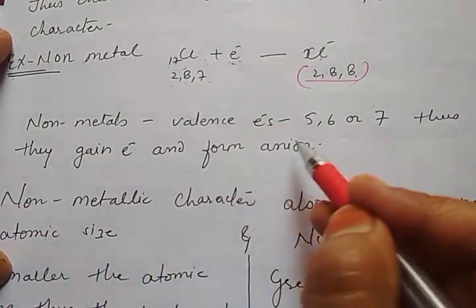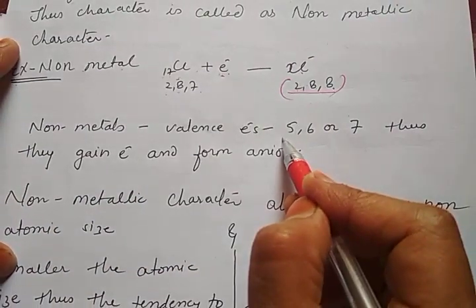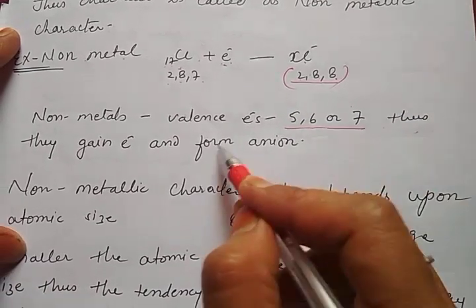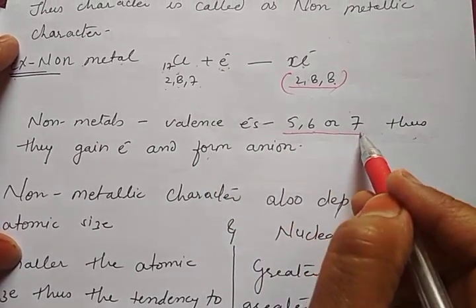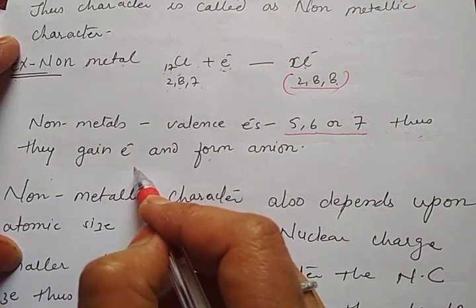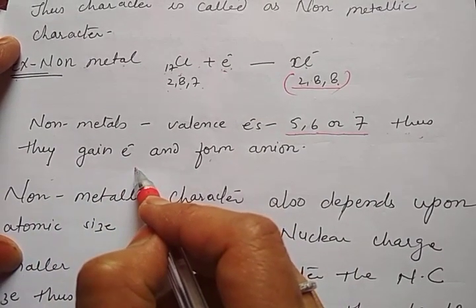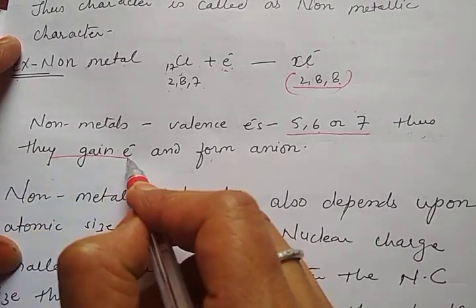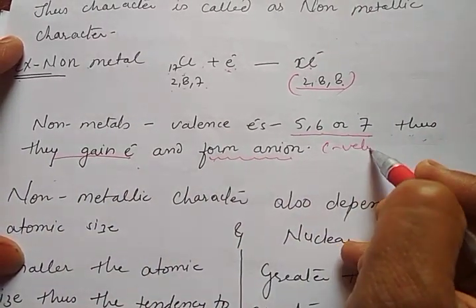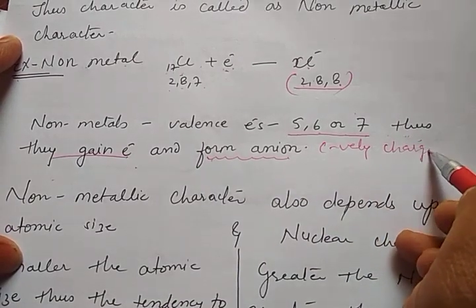Non-metals have valence electrons 5, 6 and 7, and thus to complete their octet they always take 3, 2 or 1 electron. So this tendency is called their non-metallic character. And after taking the electron, they form an anion. Anion means a negatively charged ion.